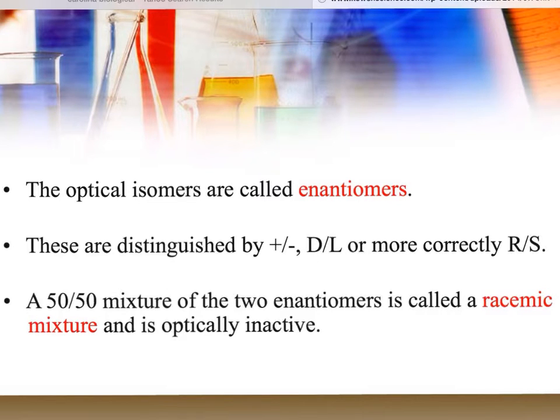And so we can distinguish our enantiomers by using prefixes such as the plus and minus, or the D and the L, or more correctly, the R and S system. And so if we have a chemical compound that is not superimposable, it has a chiral situation, it is optically active, it is called an enantiomer. If we have a chemical that is superimposable, it is achiral and it is called a diastereomer.